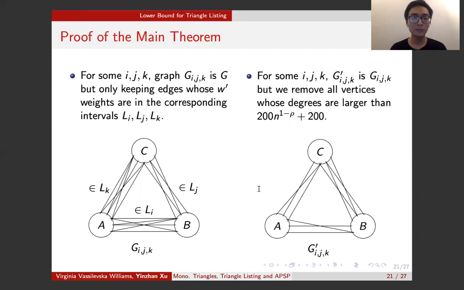So even though we randomized the weights, some vertex in G_ijk might still have some large degree. So we still have to remove these vertices. And we do that by creating a graph G prime ijk, which is just G_ijk, but we remove all vertices whose degrees are larger than 200 times n to the 1 minus rho plus 200. And recall that we are aiming to get a graph whose maximum degree is O(n) to the 1 minus rho. So this is good for our purpose.